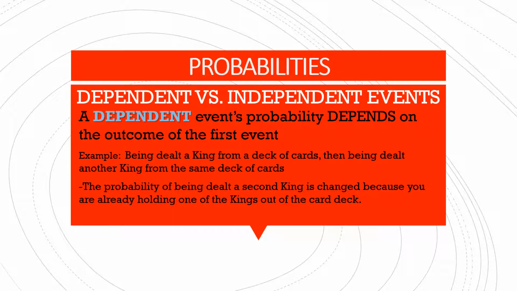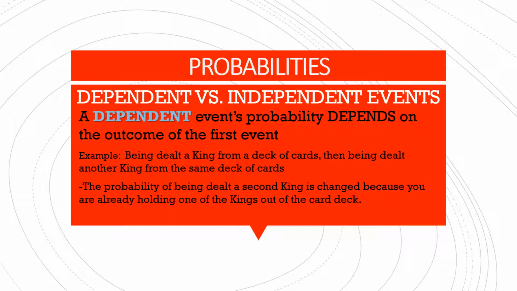Now a dependent event, remember, the second time around is affected by the first time around. The first selection affects what's going to happen the second time around. So for example, you're getting dealt a hand of cards and the dealer deals you a king, and then the dealer deals you another card. That second card is going to depend on what you got the first time around.